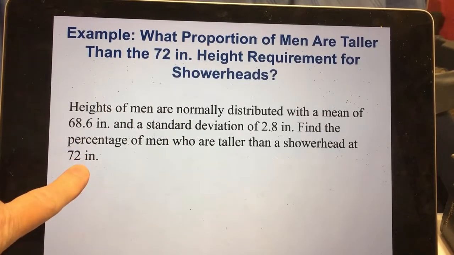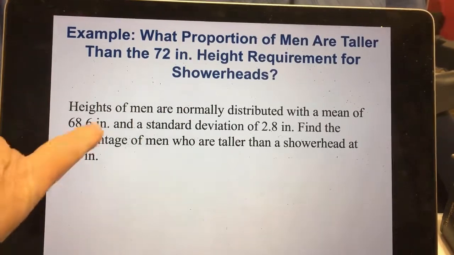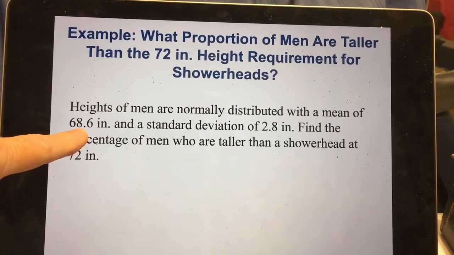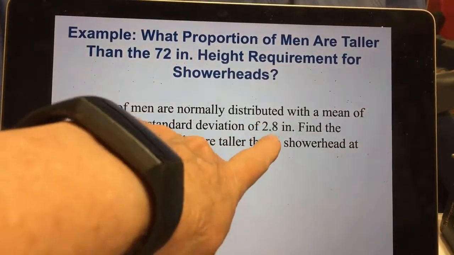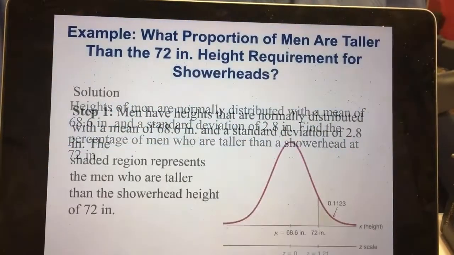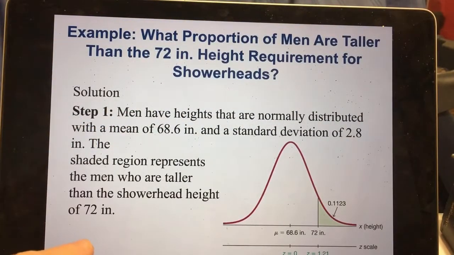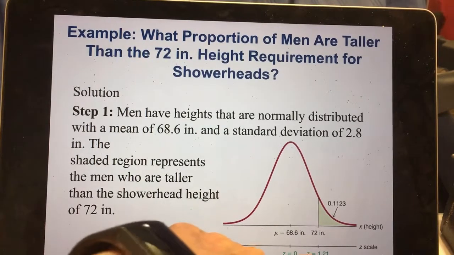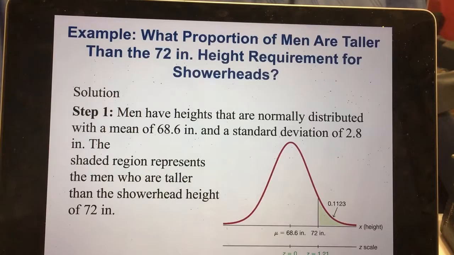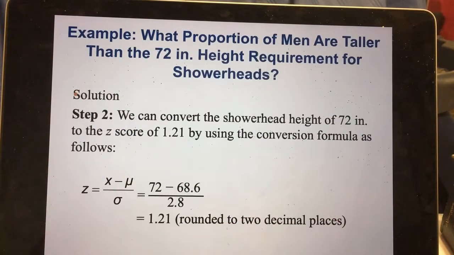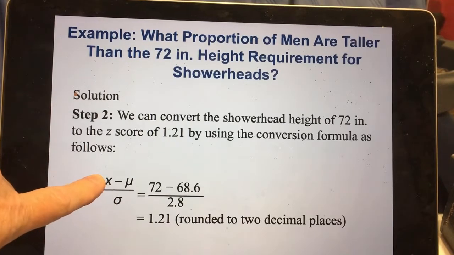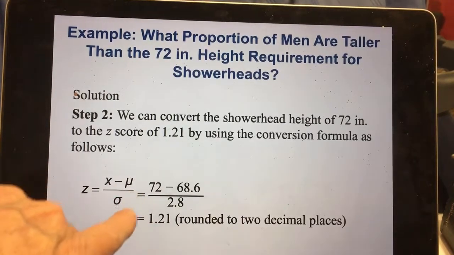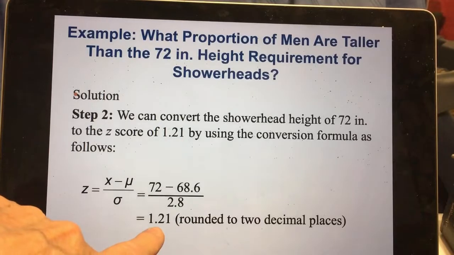So 72 inches is going to be our x value. Our mean, our mu, is 68.8, and our standard deviation is 2.8. So when we put this into our formula, we're going to get our z-score being 1.21. And here is our work. We had the 72 shower head minus the mean over the standard deviation is 1.21, rounded to 2 decimal places.